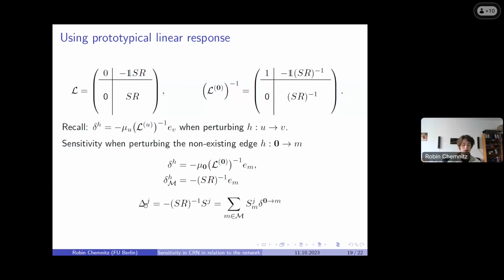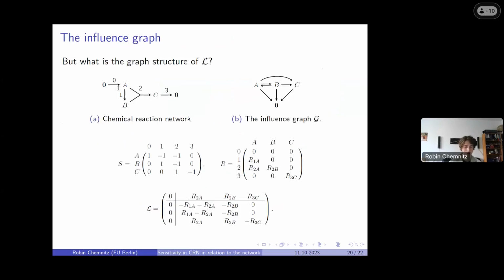So this gives us a formula for describing the linear response of a chemical reaction network in terms of prototypical linear responses of this matrix L. The only thing that remains is what is the graph structure of this L? Because that is really the interesting part. Before, we determined the sensitivity of the prototypical linear response in terms of its graph structure. So what is the graph structure of this L?